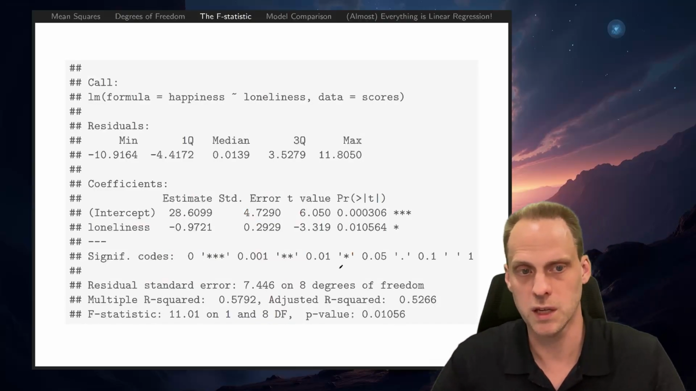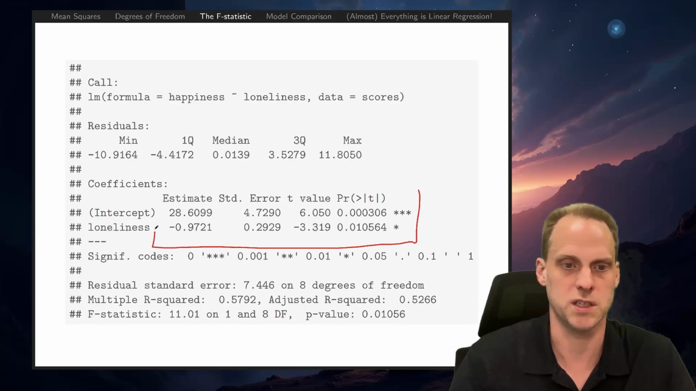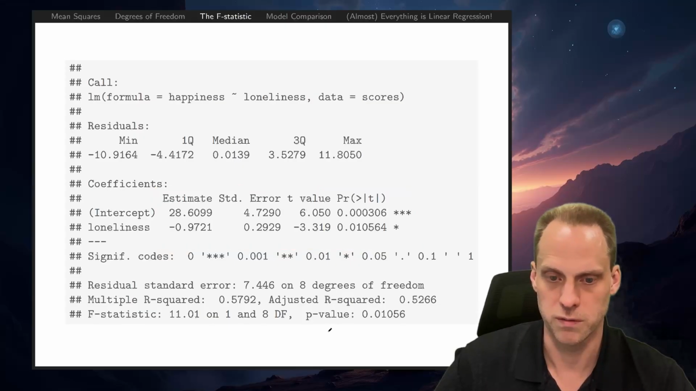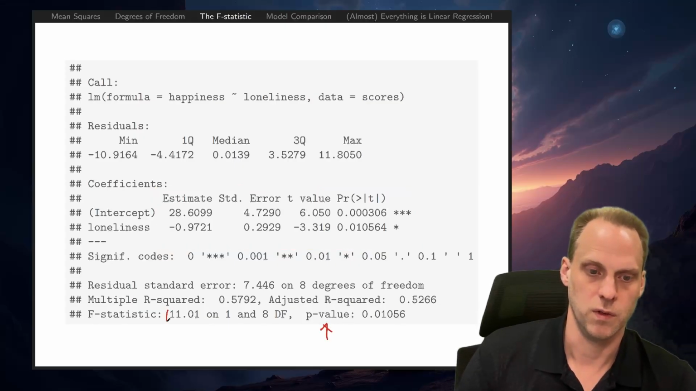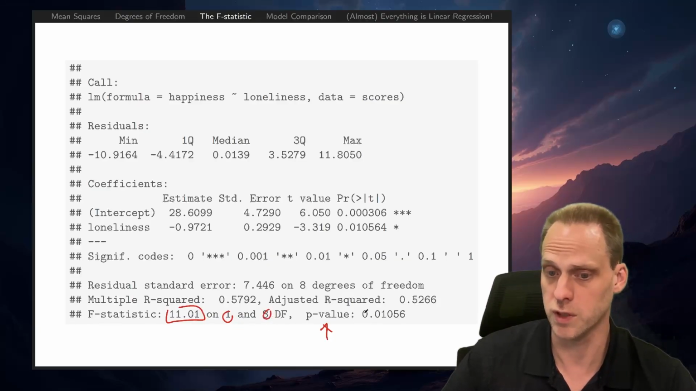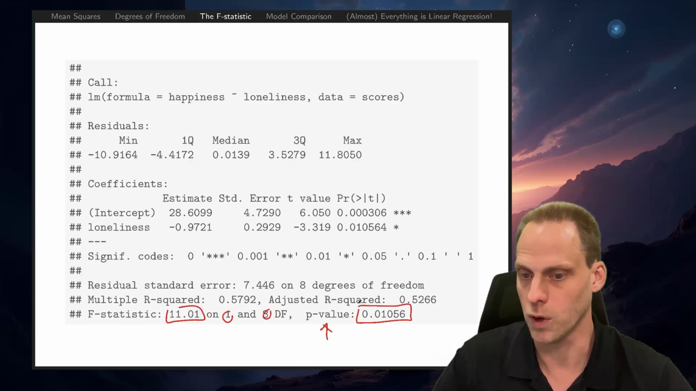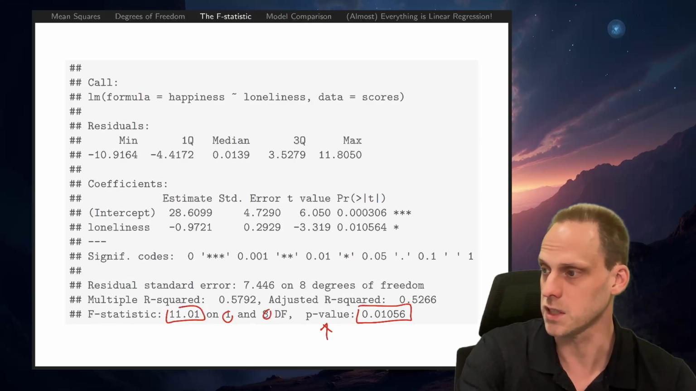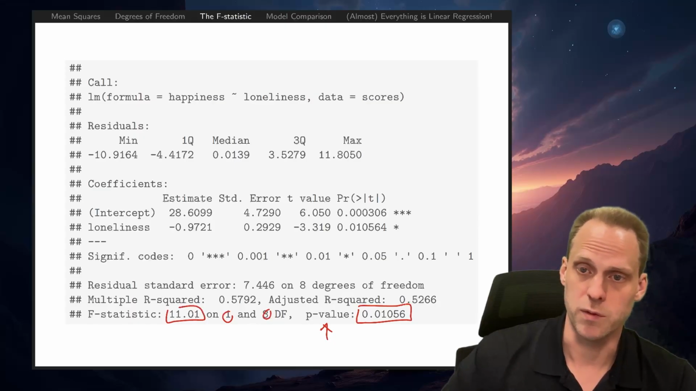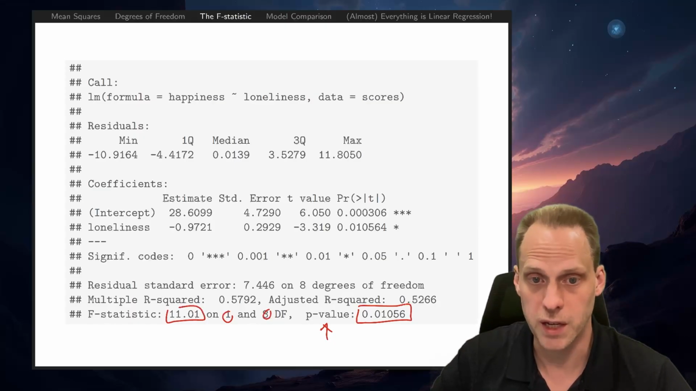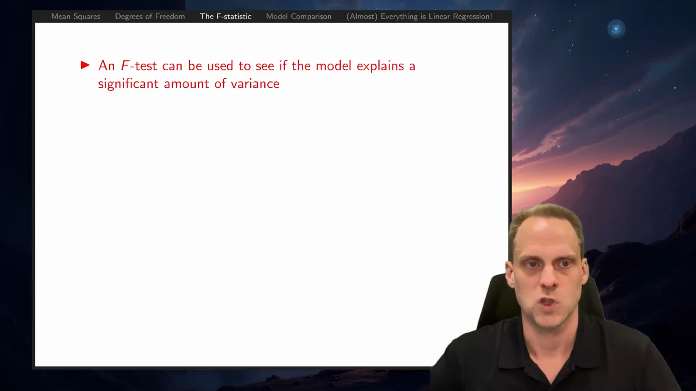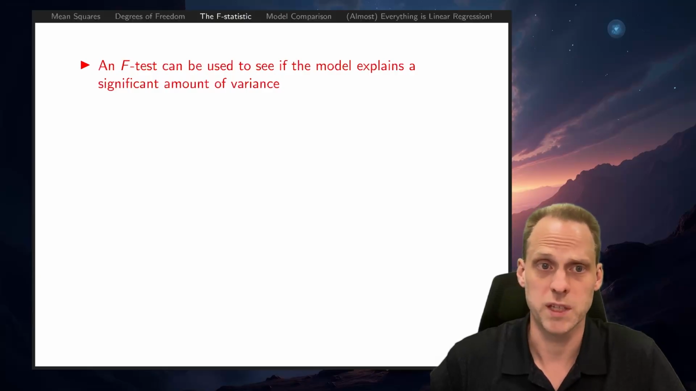So this is what the output looks like in R, but basically in JASP you get this same table, and we'll look at that a lot in this course. Actually that's the coefficients; we should look at this one here, the F test. We get 11.01 on 1 and 8 degrees of freedom. So the degrees of freedom of the model and the residual degrees of freedom. And the p-value is 0.01056, which is significant, and alpha is 0.05. So then we would say we reject the null hypothesis that the model is not explaining any variance, meaning that we are significantly explaining variation in the data. So the F test can be used to see if a model explains a significant amount of variance.